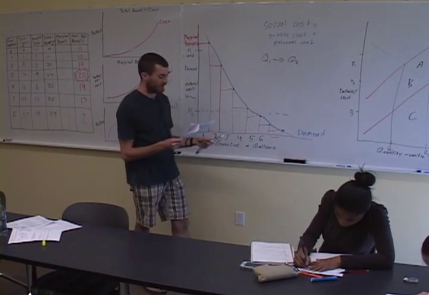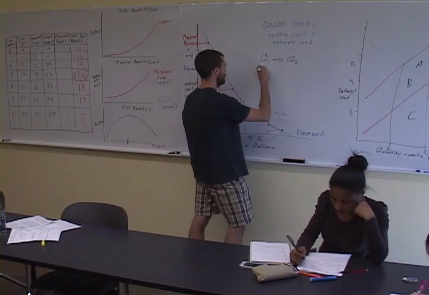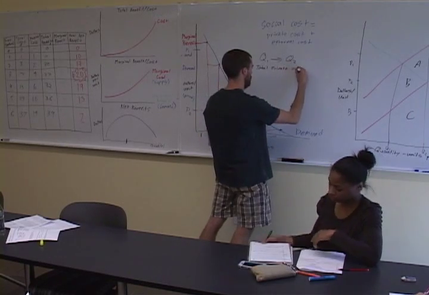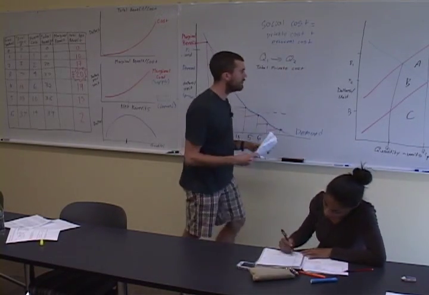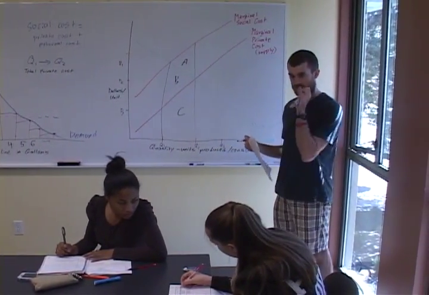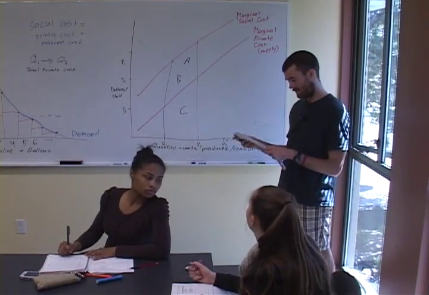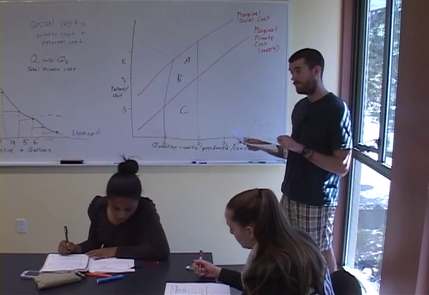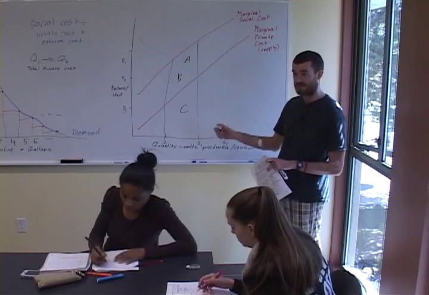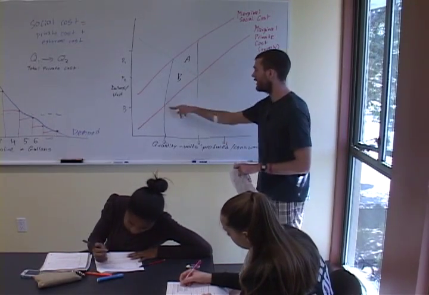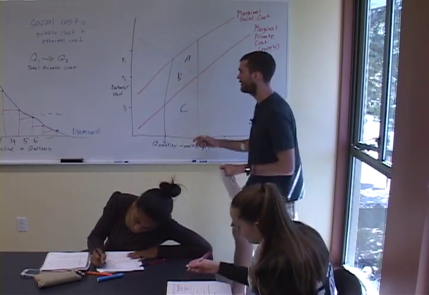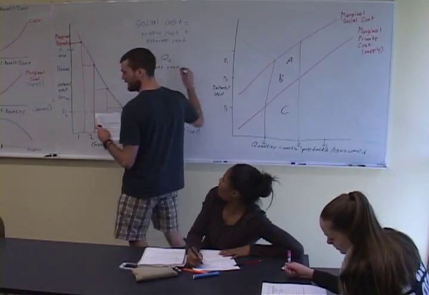The total private cost of moving from Q1 to Q2. So, the total private cost. What would be represented by the total private cost of that move? C. So we're going from Q1 to Q2, and like we said, to go from the marginal curves to the total, you integrate the curve, or you take the area under the curve. So our total private cost is C.